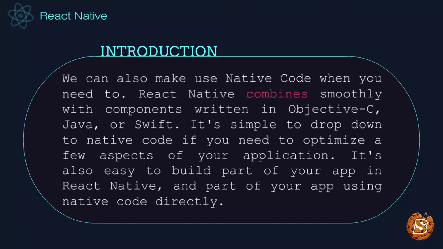So React Native combines smoothly with components written in Objective-C, Java or Swift, and it's simple to drop down to native code if you need to optimize a few aspects of your application. It's also easy to build part of your application in React Native and part of your application using native code directly. In the next lecture we'll see how we can start with React Native by installing it on different operating systems like Mac and Windows.